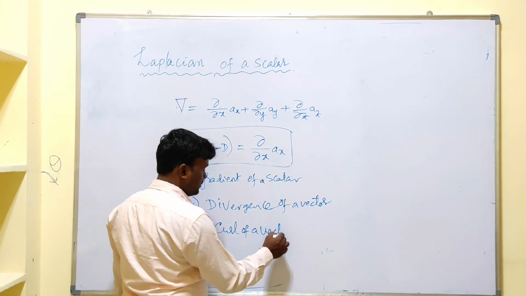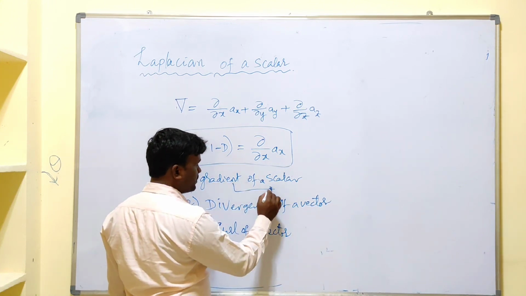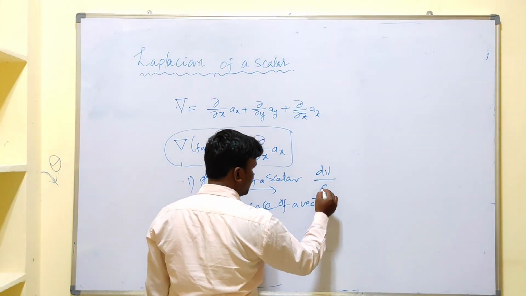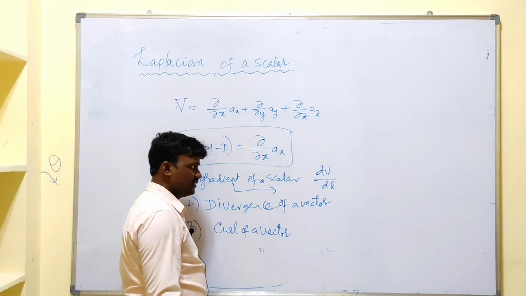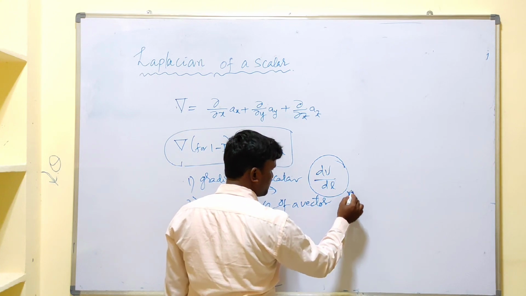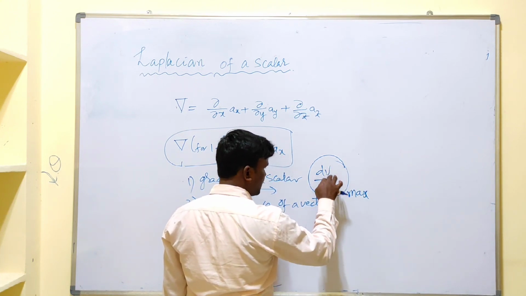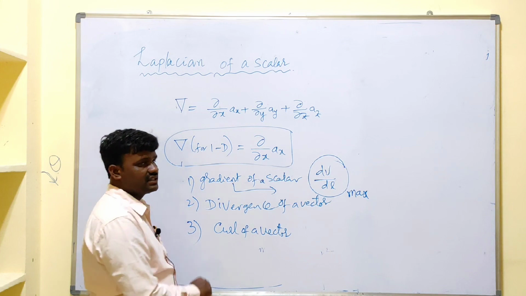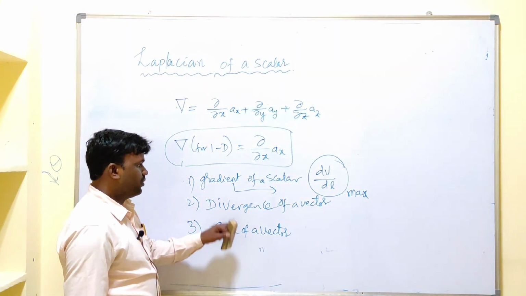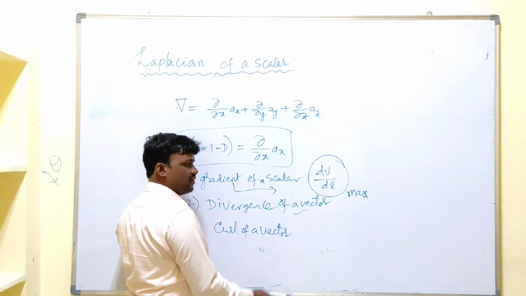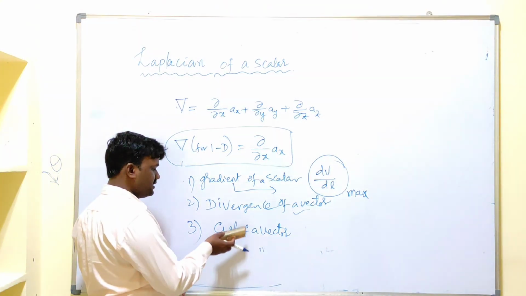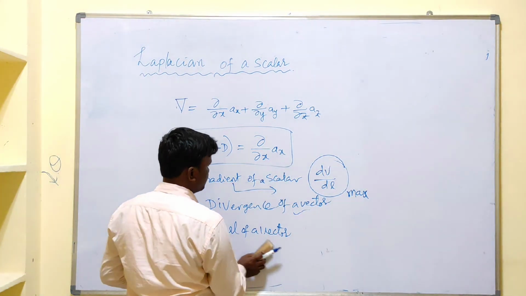The gradient indicates the maximum space rate of change of the scalar function with respect to distance, that is, dV/dl. Divergence indicates the net outflow of a vector from the given volume. And curl of a vector indicates a rotational effect or circulation effect.